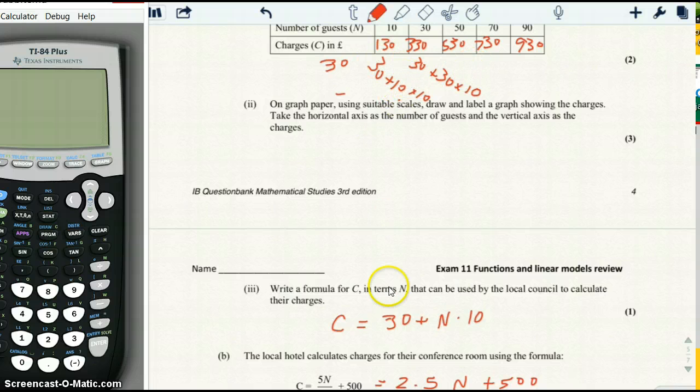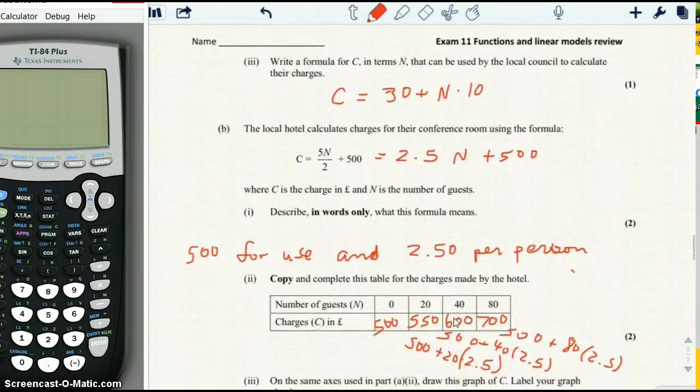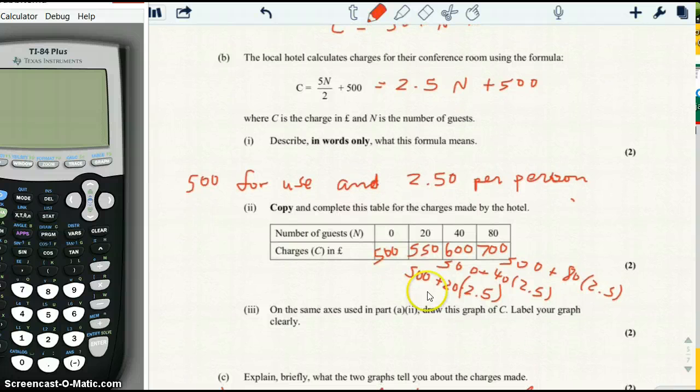So I put the 30 as the initial fee plus number of guests times 10 pounds per guest. And so I'm done with the formula in terms of C and n. C is the total cost, n is the number of guests. Okay, now we're going to look at what the hotel charges. Now the hotel charge is something similar in terms of they charge you a fee at the beginning and they charge you per guest. They're trying to confuse you here by putting a fraction 5 over 2.